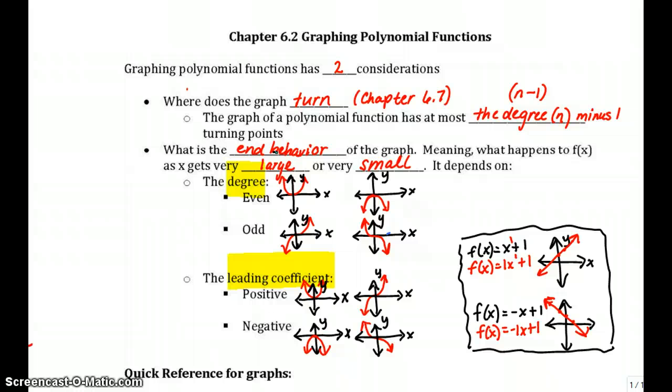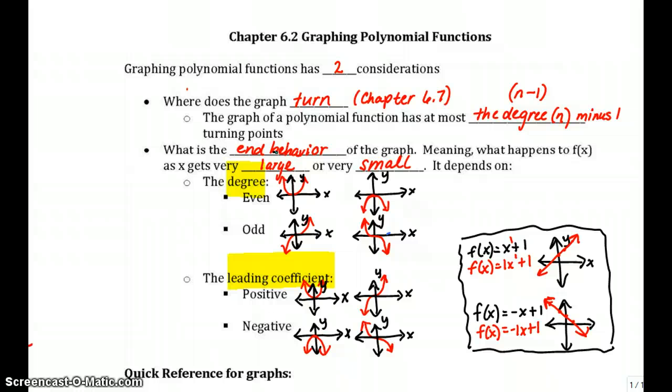For odd degreed polynomials, 1, 3, 5, 7, etc., they are kind of like a line, and we'll talk about that linear in just a moment. If it is an odd degreed polynomial, it'll rise from left to right, just like a positively sloping line will do.